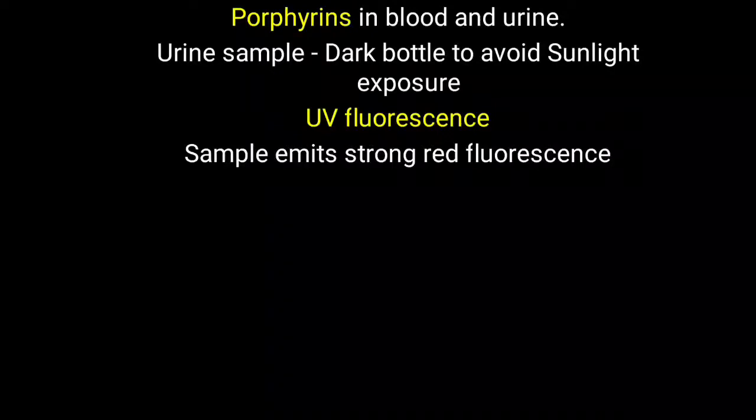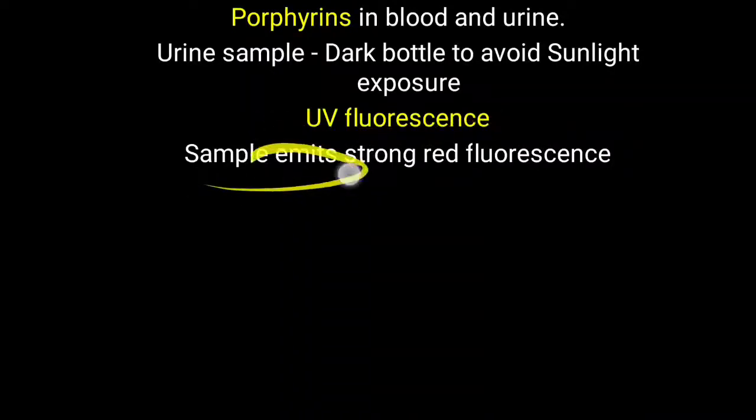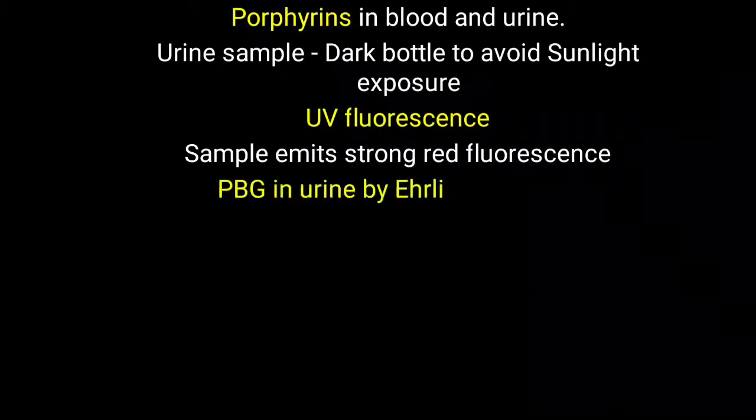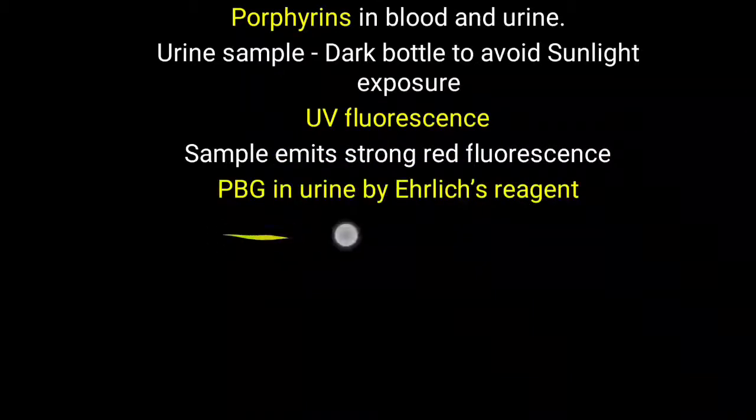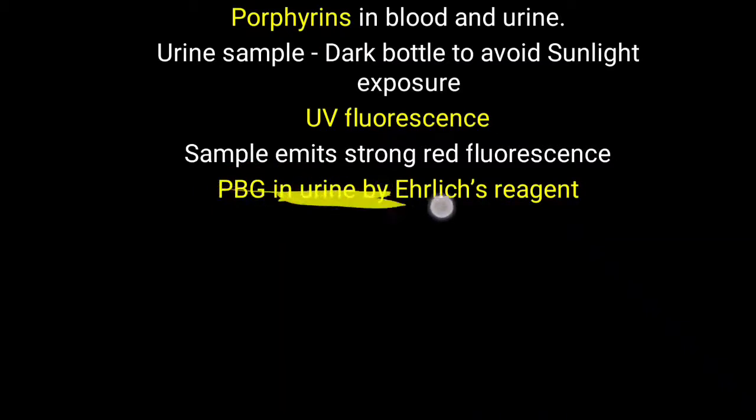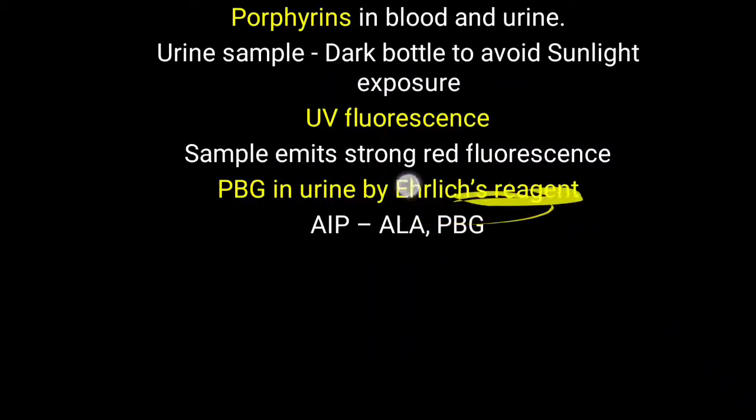When the sample is under UV fluorescence, it will emit a strong red fluorescence, and that gives an idea about the porphyria. So PBG is generally present in urine, and that can be detected by Ehrlich's reagent. This Ehrlich's reagent is helpful to detect porphobilinogen in the urine. Generally in AIP, that is acute intermittent porphyria, the most common acute type of porphyria, ALA and PBG levels are increased in the urine.